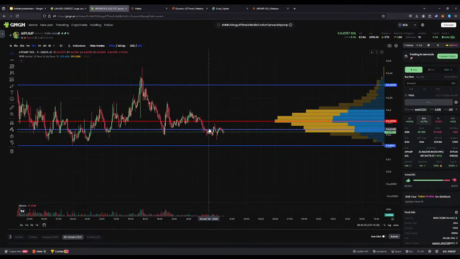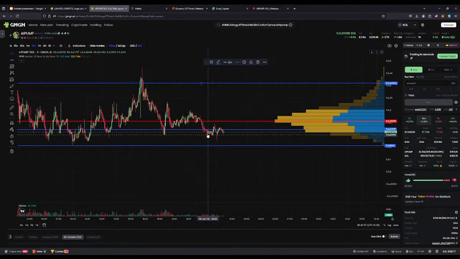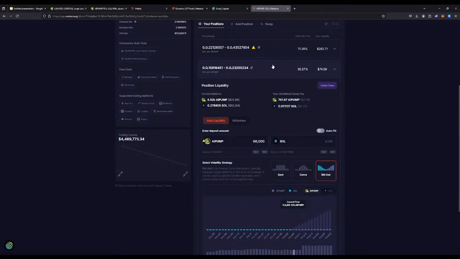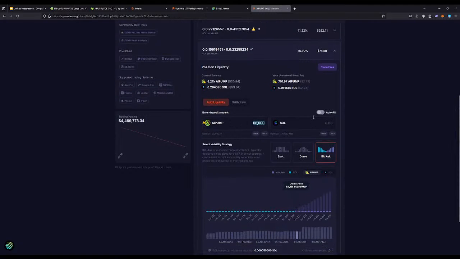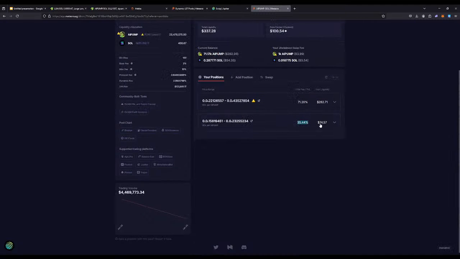Basically I wanted this token to rebound from this point, but I just wasn't feeling it, so I took some of the liquidity that I had here, pulled that and placed it here, so that at least my liquidity is active and making me fees as well. And that fees, if you see, is about 35% daily. This is for 24 hours. So if the price stays within this range for the next 24 hours, I would have made 35% on this $74.